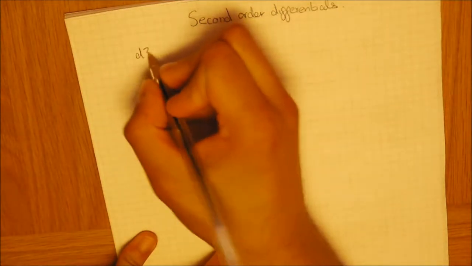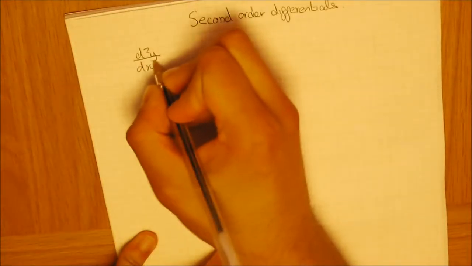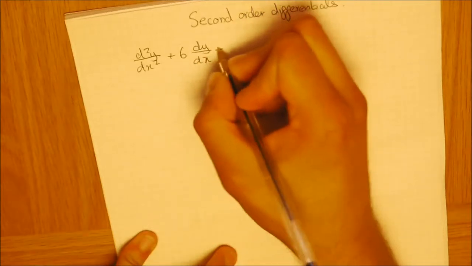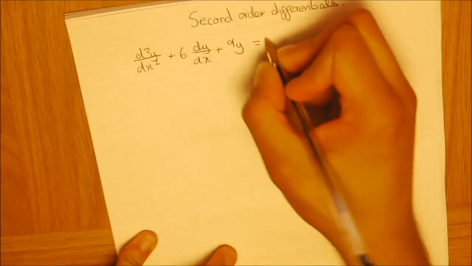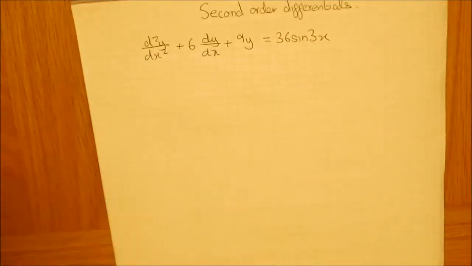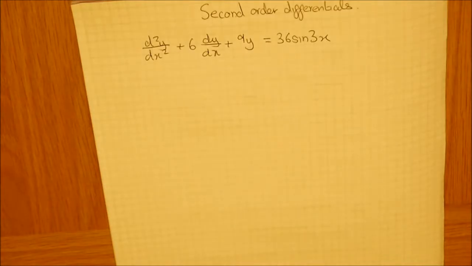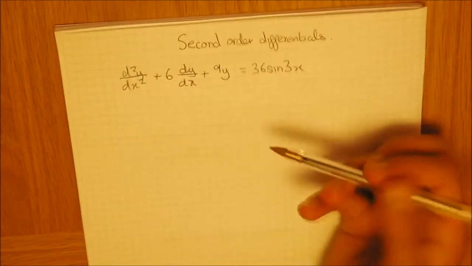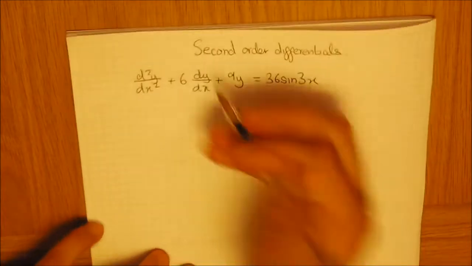My question today is d2y by dx squared plus 6 dy by dx plus 9y is equal to 36 sine 3x. Whenever you have a second order differential equation, there's basically two things you do every single time. Firstly, you do your particular integral. Secondly, you find your complementary function. The complementary function is the dead easy bit, so we'll get that done now. Also, this is the bit that links quite nicely with the simple harmonic stuff.